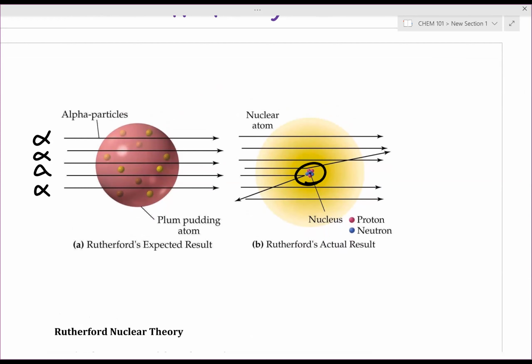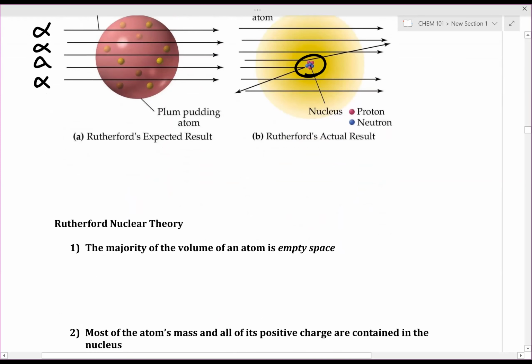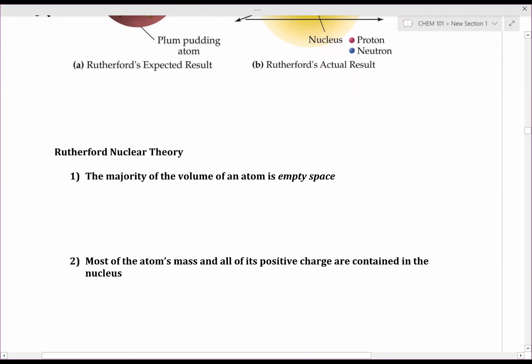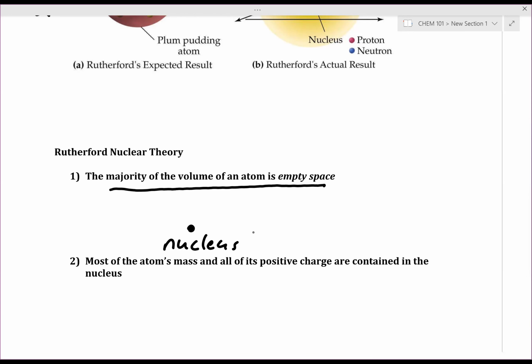So, in Rutherford's nuclear theory, we have the following ideas. The majority of the volume of an atom is empty space. So just to put this into perspective, if this little dot was the nucleus, where would you expect the outer edge of the atom to be, just to give you a scale? Would you expect it to be 10 miles away?